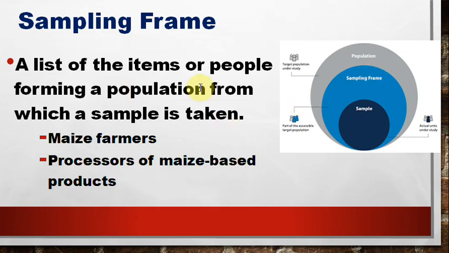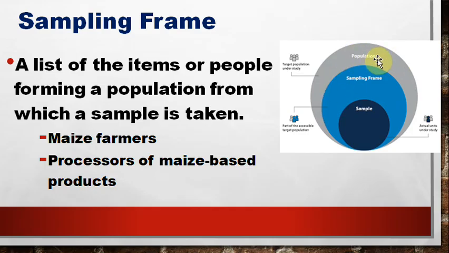In sampling, the sampling frame is the list of all the people from where you want to draw your sample. For instance, this bigger circle is the population. The population could mean farmers, so I am studying farmers. But even in this, I am studying farmers in a particular local government, in a particular village. Then I come to that village.